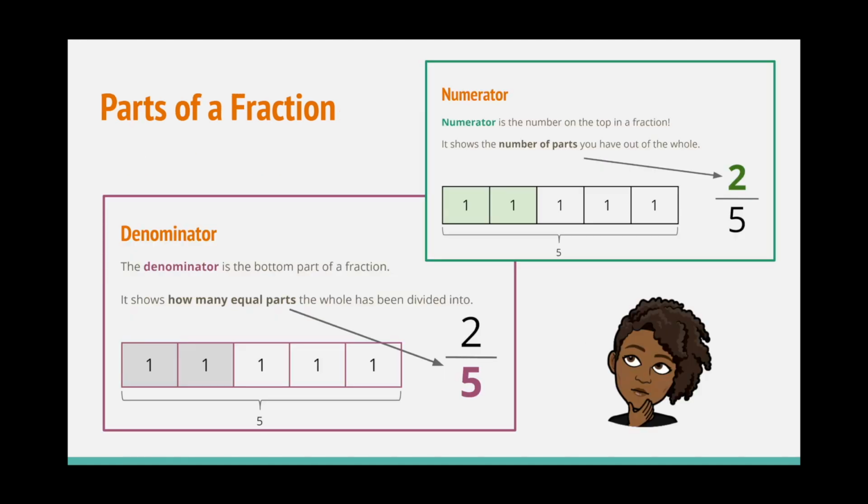Let's review the parts of a fraction. Last time we talked about how there's a numerator, which is the top number of a fraction that shows the number of parts you have out of the whole, and we have the denominator, which is the bottom part of a fraction. It shows how many equal parts the whole has been divided into.